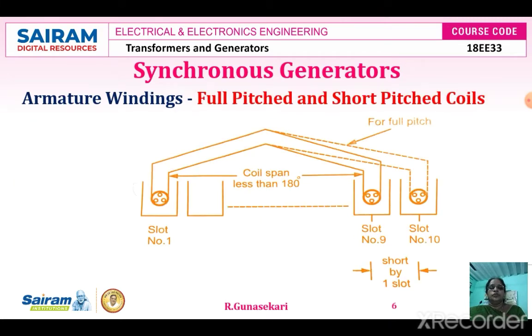Now you see the figure. In this figure, this is slot number 1, this is slot number 10, and 9. Suppose slot number 1 is connected to slot number 10, that is the full pitched winding. Suppose slot number 1 is connected to slot number 9, you see the coil span is less than 180 degrees, because the winding is shorted by one slot. So this is the concept of full pitched winding and short pitched winding.